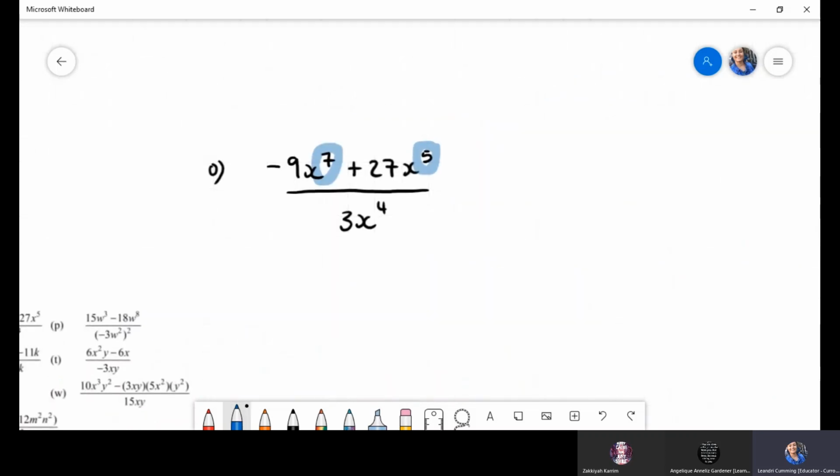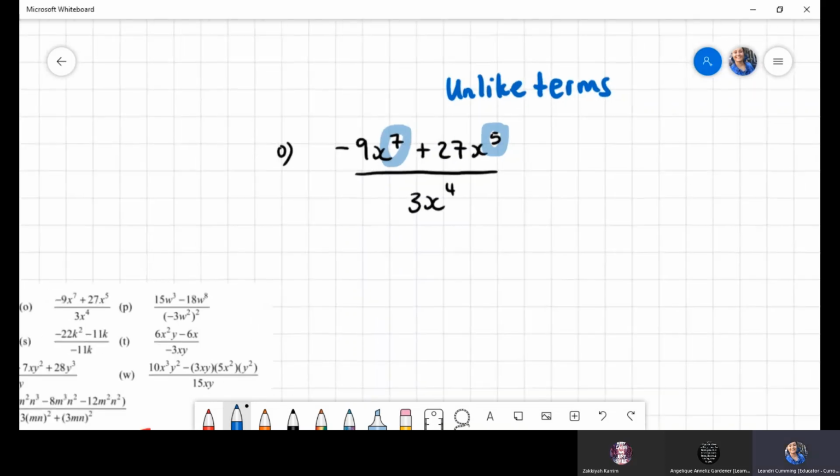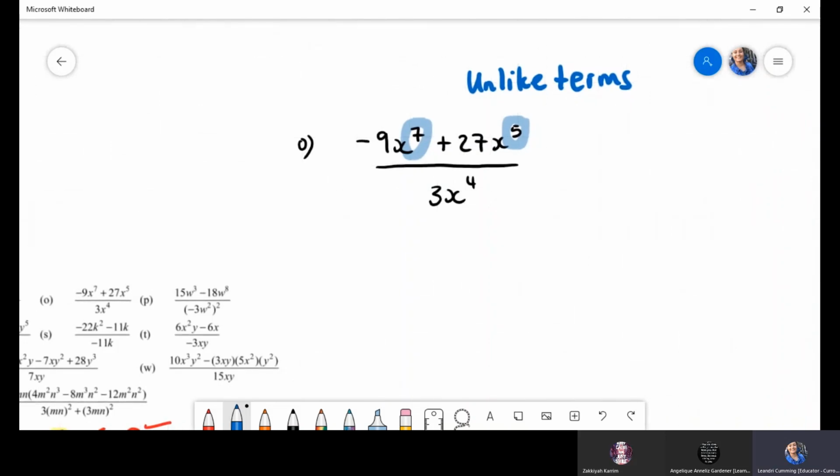The variables are the same, but the exponents are different. Therefore, these terms are unlike. So unlike terms cannot be added because their powers are not the same for the variables, which makes them different. So now I go straight to separating these terms. I can only simplify it when I've separated it.